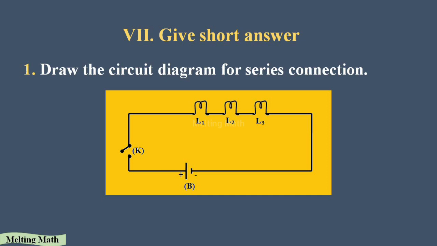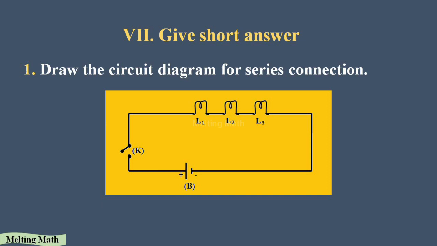So the representation of the key is here, I drew it, and the representation of a bulb is also here, which I represent as L1, L2, L3. The symbol of a battery is also here, I represent it as B. So this is the circuit diagram for a series connection. Series connection is nothing but the bulbs connected in series form. Series means it's connected in a horizontal manner. That's the answer here.